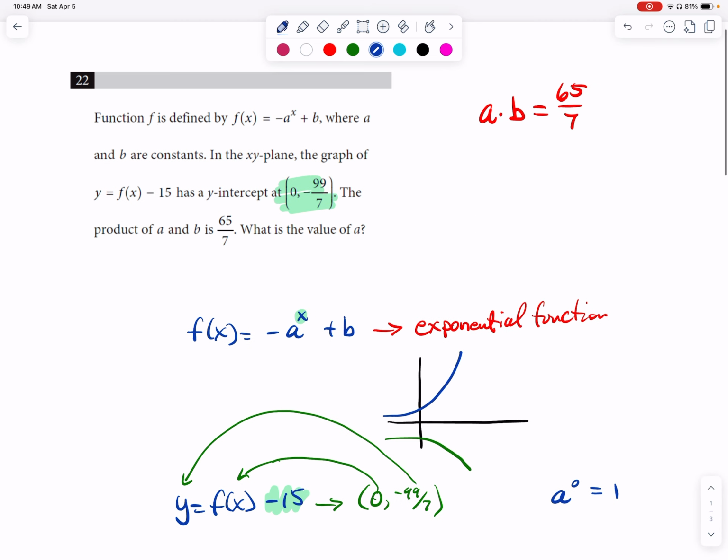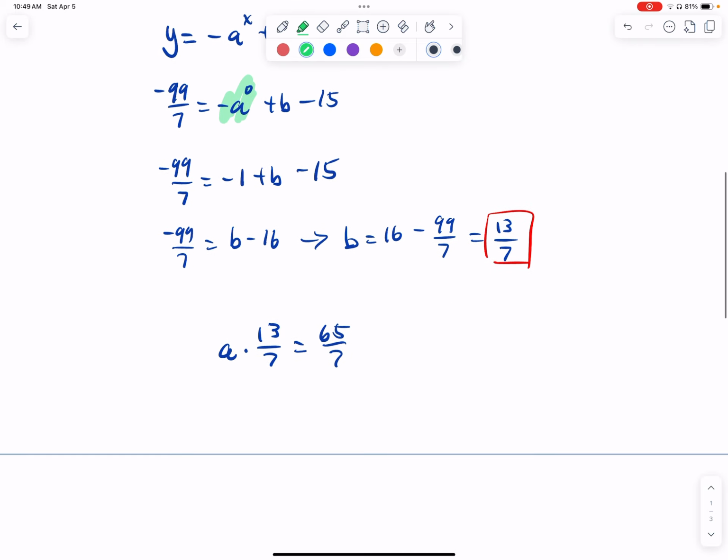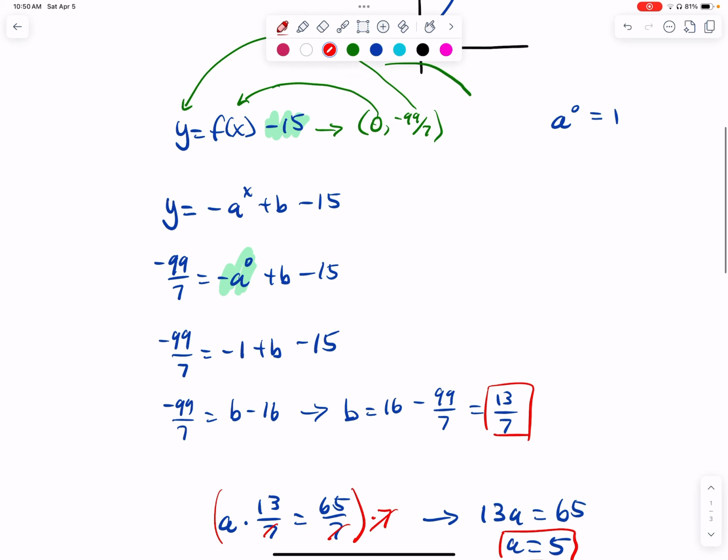And remember what this question's actually asking us, which I never even mentioned, is what is A? So we're solving for what the A value is. So if I was going to solve this thing by hand, I would multiply both sides by 7 so I can get rid of all of these denominators here. And then we get a way, way simpler equation of 13A is equal to 65. Divide by the 13, and A is equal to 5.